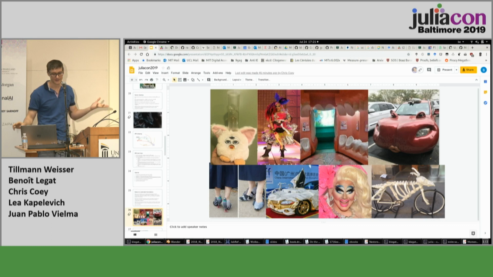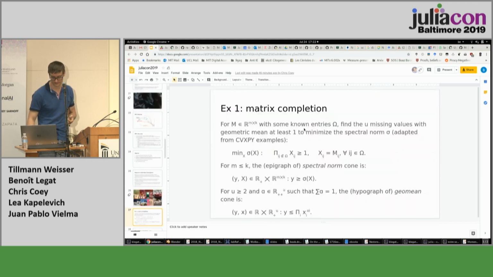All right, so what was the point of this slide? Extended formulations are just sometimes too much. They're so much that it's just not even functional anymore. So why? Okay, here's an example. Matrix completion.